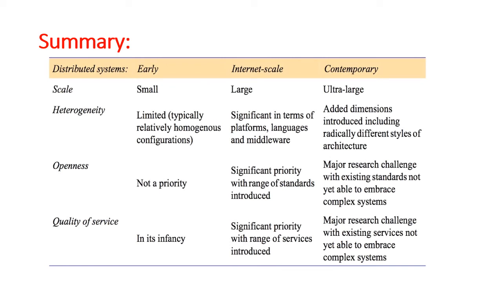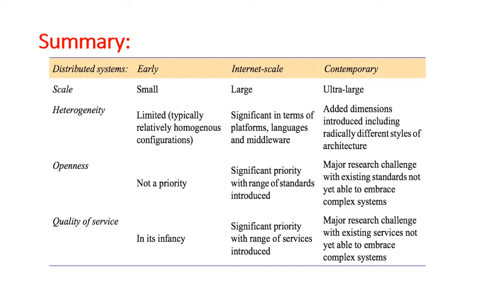So we can summarize what we have discussed so far in this table. Let's take different properties of distributed systems. The scalability first, the scale. In the early distributed systems, the scale, or the number of participation, was very small. Then came the internet scale, where the number of participation increased a lot using large scale systems. Then in the contemporary, you had an ultra large scale. So the number of participation has increased considerably in the third classification.